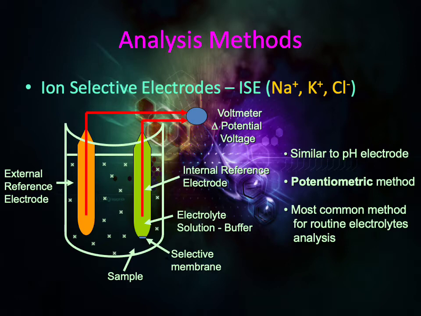With direct ISEs, the sample is not diluted and contacts the electrodes directly. This method is mainly used in blood gas analyzers and point-of-care testing.